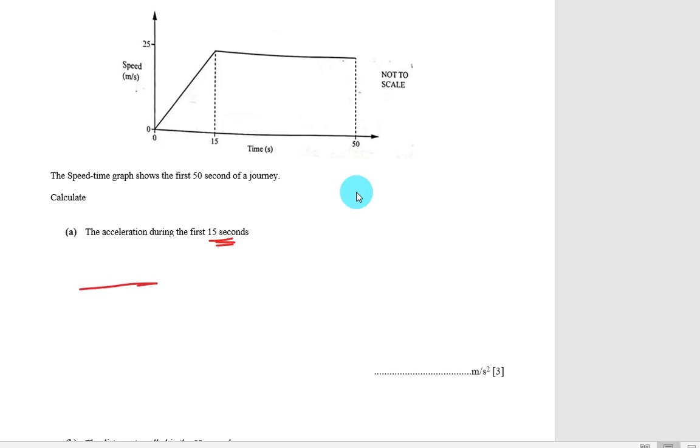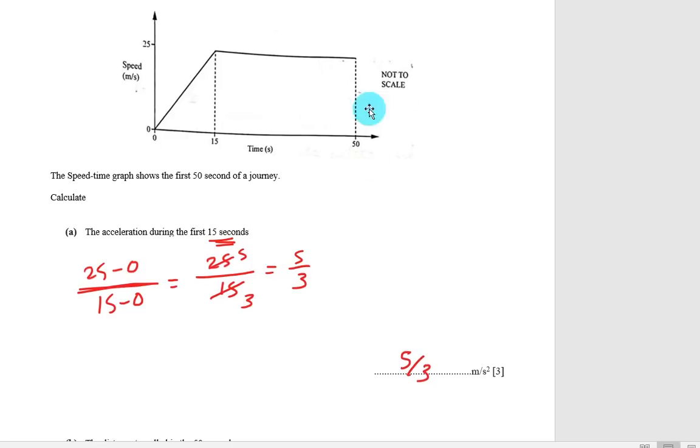So the first speed here is 25 minus the start speed, 0, so 25 minus 0, and the time will equal 15 minus 0. So the acceleration will be 25 over 15, divided by 5, 3, divided by 5, 5 over 3. So the acceleration is equal to 5 over 3 meters per second squared.